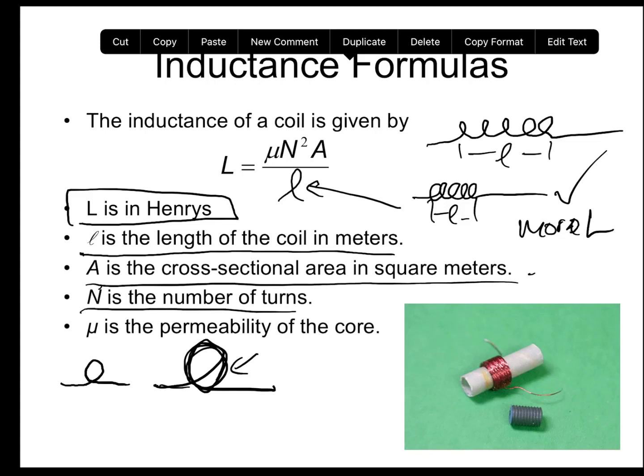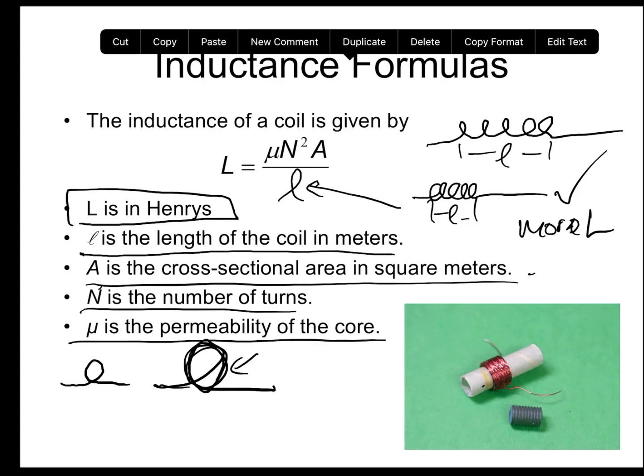Okay, now the next one is the number of turns. Notice how it's a squared value. So it's going to be essentially the most significant part of this equation, and doubling the turns would give you 4 times the value, tripling the turns, 9 times the value, and so on. So it's the number of turns in the coil.